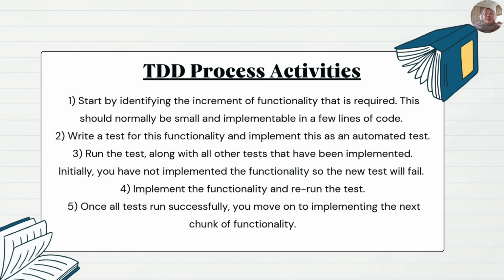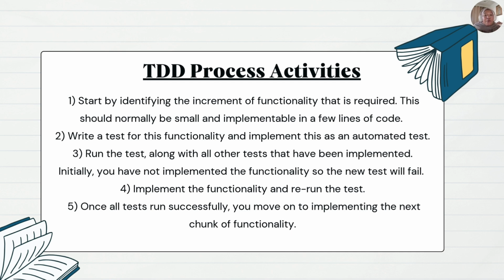First of all, we start by identifying the increment of functionality. This should normally be small and implementable in a few lines of code. The second is we write a test for this functionality. This is an automated test. The third is we run the test along with all other tests that have been implemented.